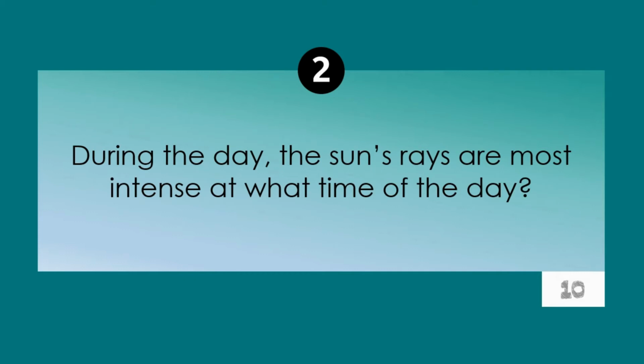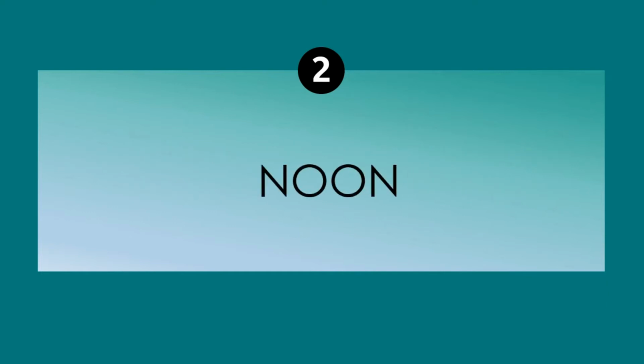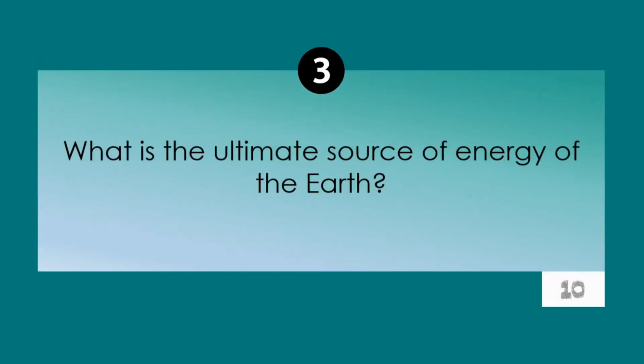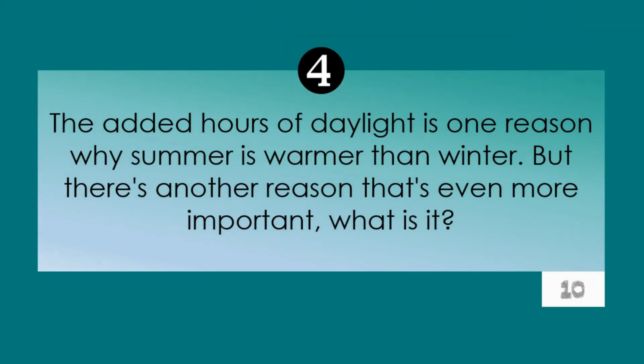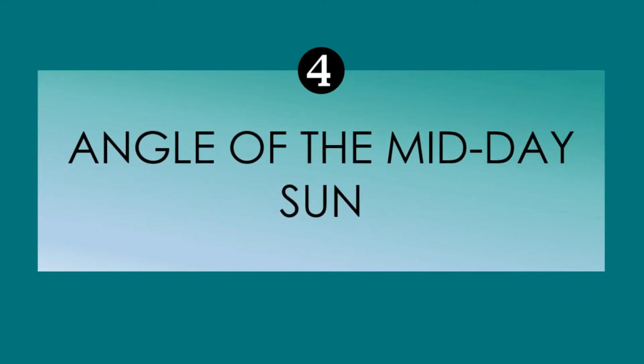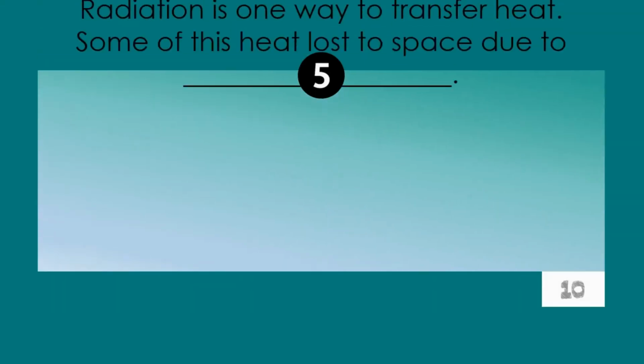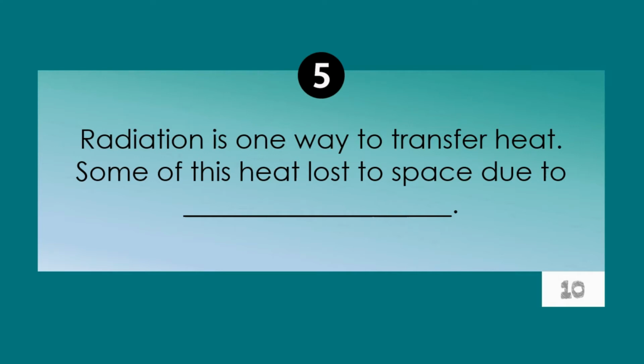During the day, the sun's rays are most intense at what time of the day? What is the ultimate source of energy of the Earth? Added hours of daylight is one reason why summer is warmer than winter. But there is another reason that's even more important. What is it? Radiation is one way to transfer heat. Some of this heat is lost to space due to blank.